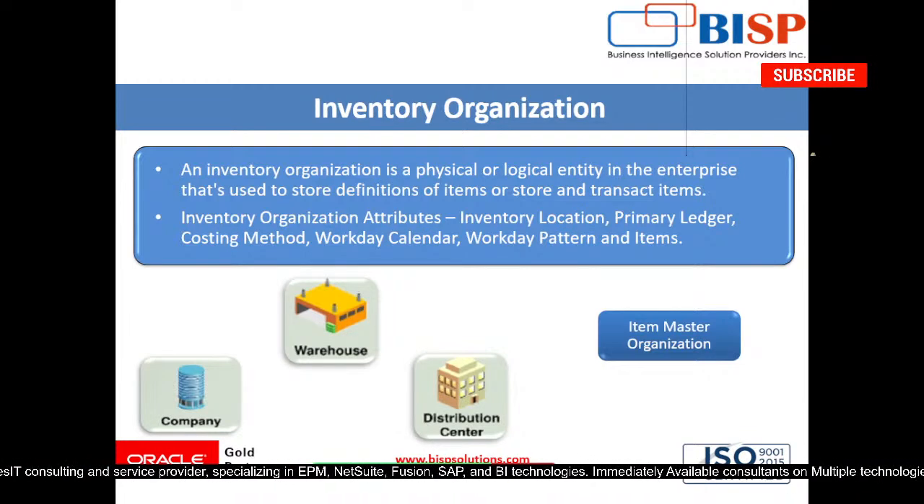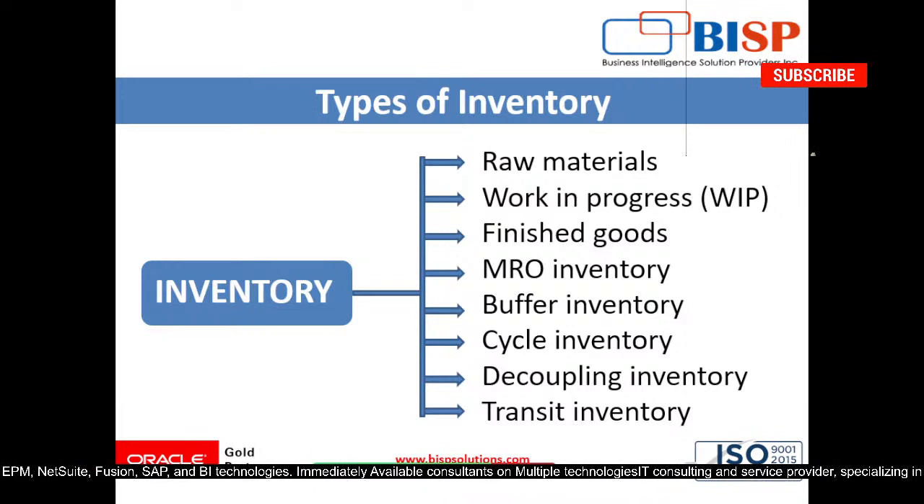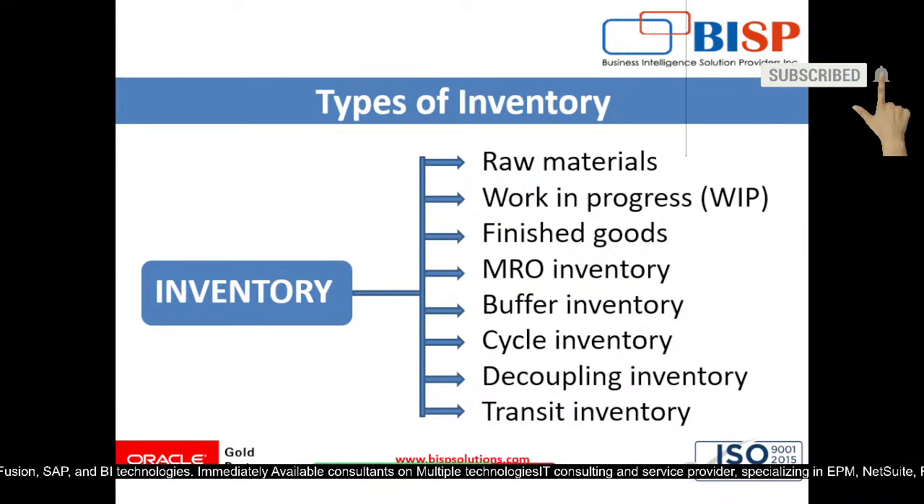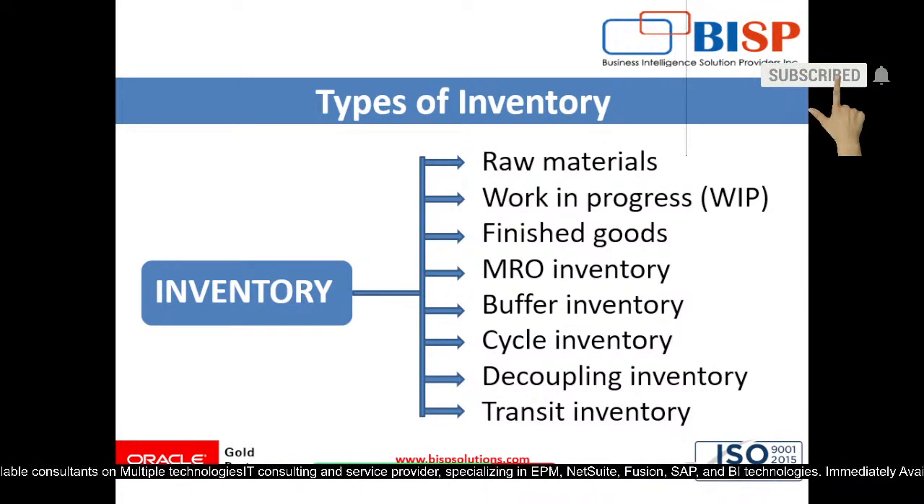Let's move to our next slide. Types of inventory. In our application, we have different types of inventory like raw material inventory, work in progress, finished goods, MRO inventory, buffer inventory, cycle inventory, decoupling inventory, and transit inventory. So we have different types of inventory in our application.